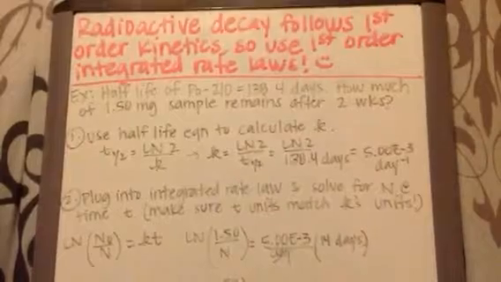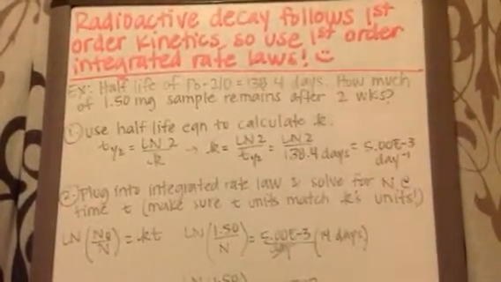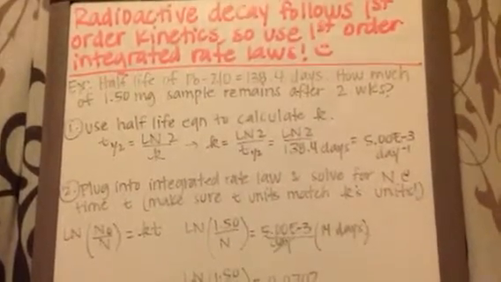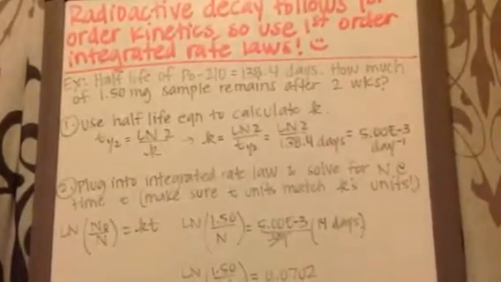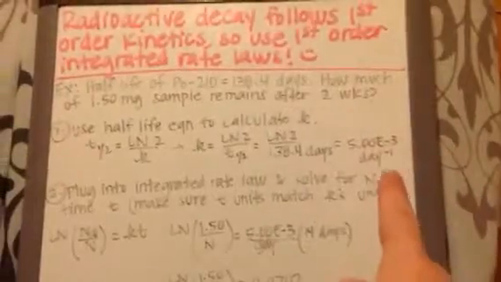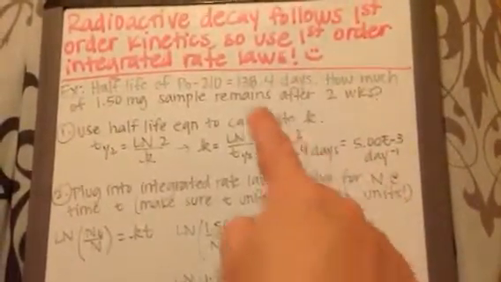Well, the first thing we need to figure out is the rate constant, because I didn't give you anything about it. That comes from the half-life equation. Half-life is natural log of 2 over k. So if we rearrange that, k is equal to the natural log of 2 over the half-life. That gives me a rate constant of 5 times 10 to the negative third days inverse, because this was in days.